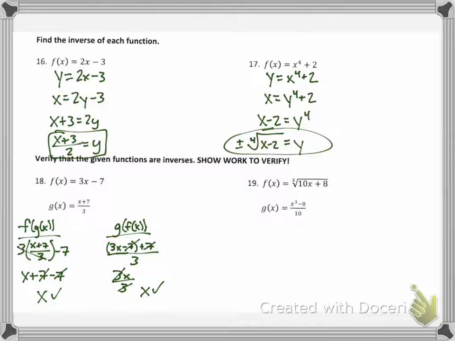This is all the work that I really need to see. I need to see that you can plug it in correctly and do some basic canceling to verify that it is indeed x. If you just tell me that it's going to equal x, you aren't getting the credit for this. 19 is the same idea.